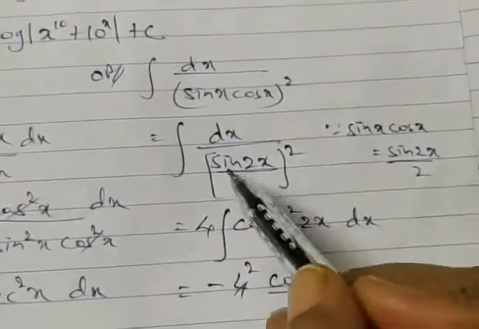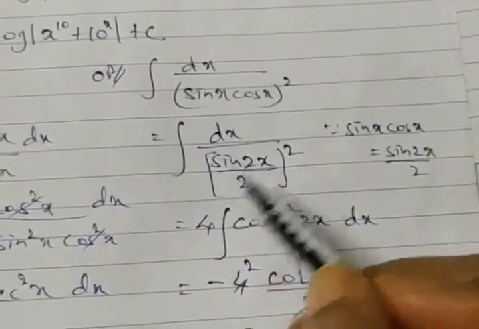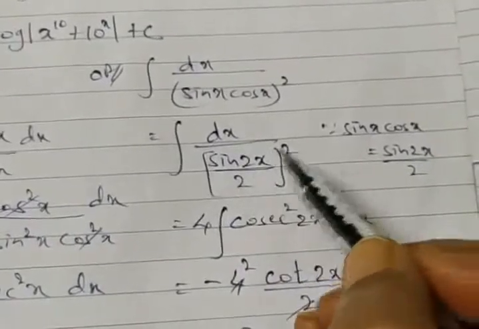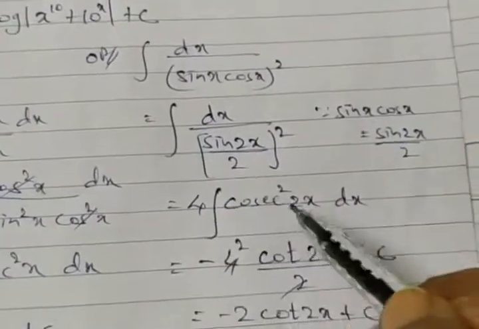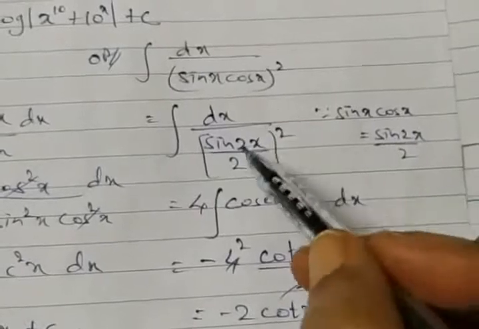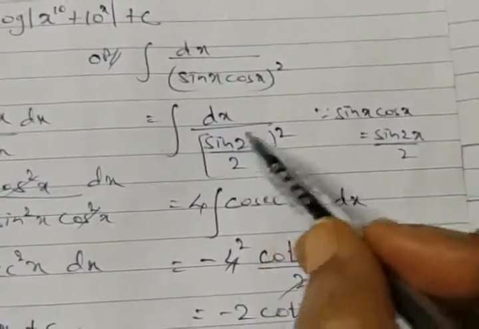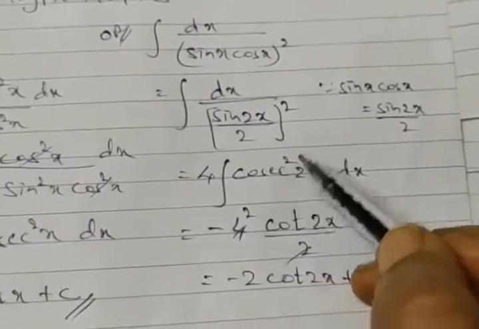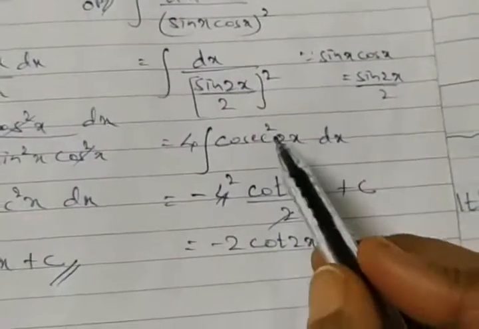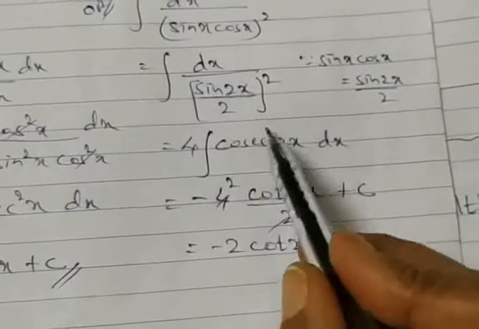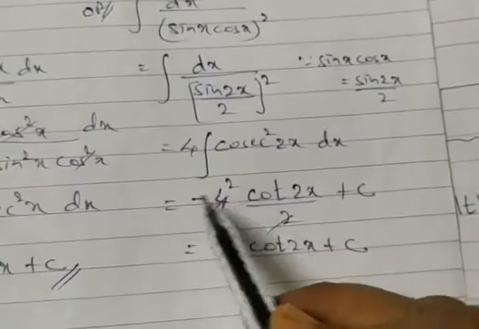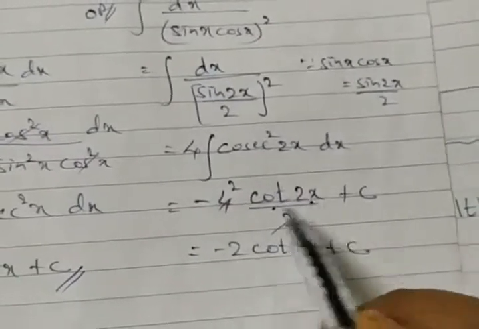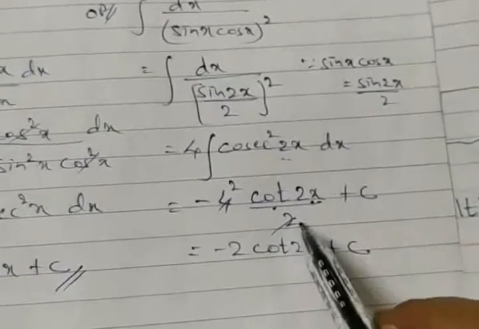So denominator can take it as sin 2x by 2 whole square. 2 square comes in numerator as 4. Integration of cosecant square, under 1 by sin square, it's cosecant square 2x, and definitely integration under cosecant square we are happy. So what's the answer? Here cosecant square 2x can be taken as minus cot 2x, denominator coefficient is 2, plus c.